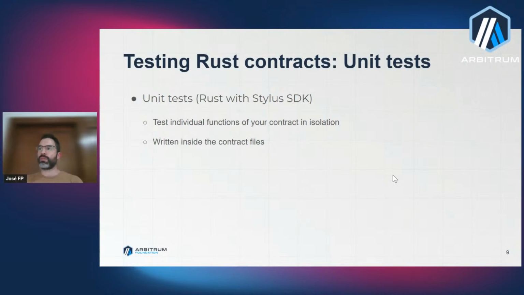Now, how do we write unit tests in the Stylus SDK when we are writing a smart contract? Smart contracts are slightly different than regular libraries that you will write in Rust, right? But in the end, the objective is the same. You want to be able to test individual functions of that contract in isolation. And we are going to write the tests in the same file that contains the functions, okay?